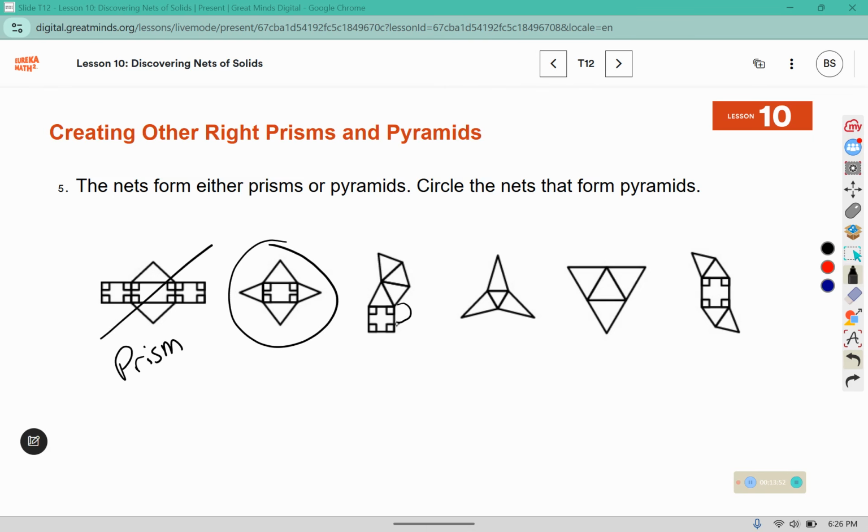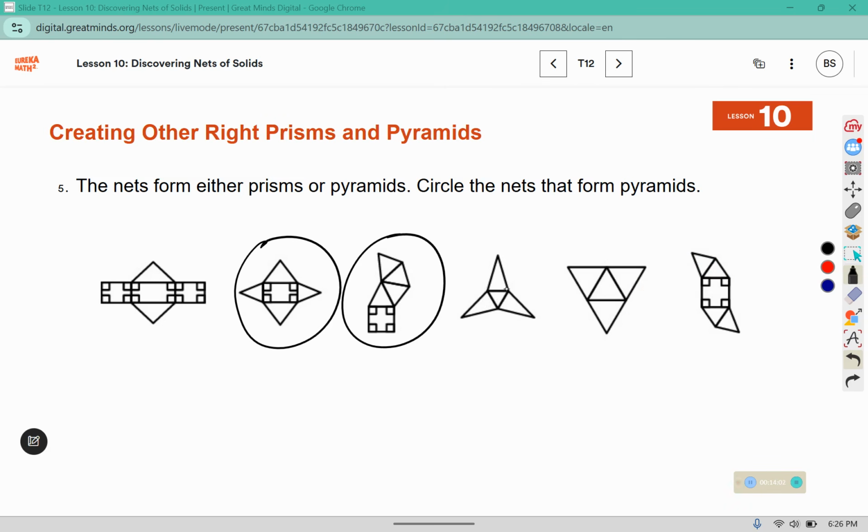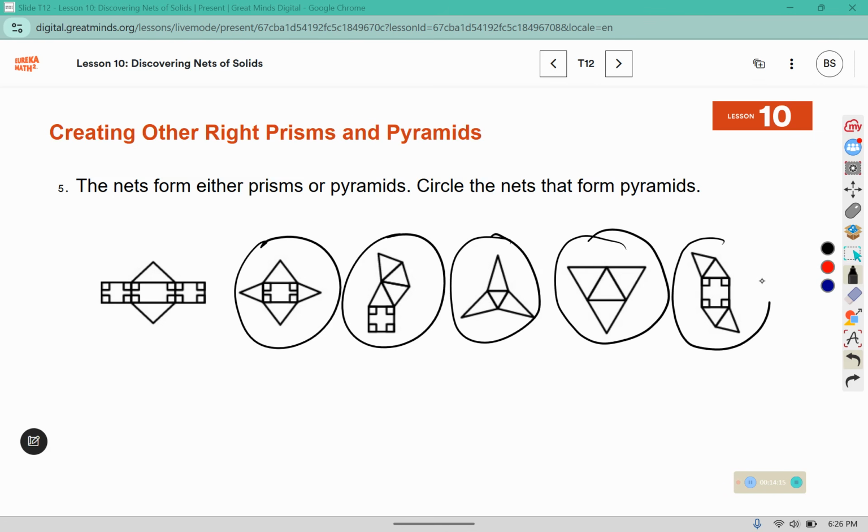This triangle is going to connect over here, and this one will be on this side, so it also forms a pyramid. This one is only made of triangles, and it's going to form a triangular pyramid, along with this one, and this one will be a square pyramid.